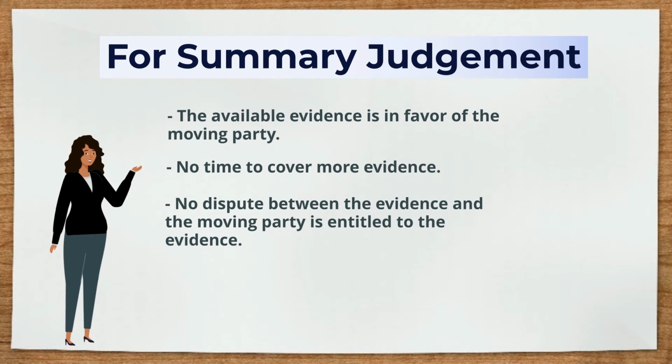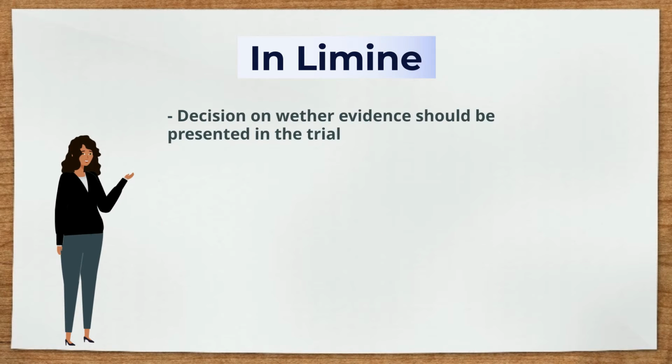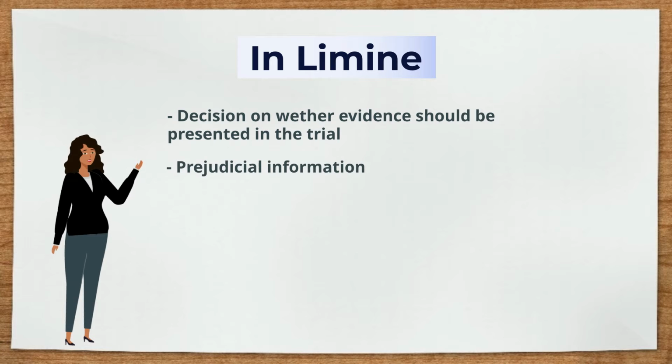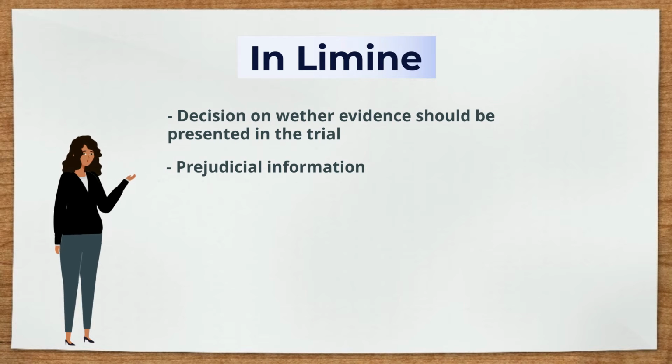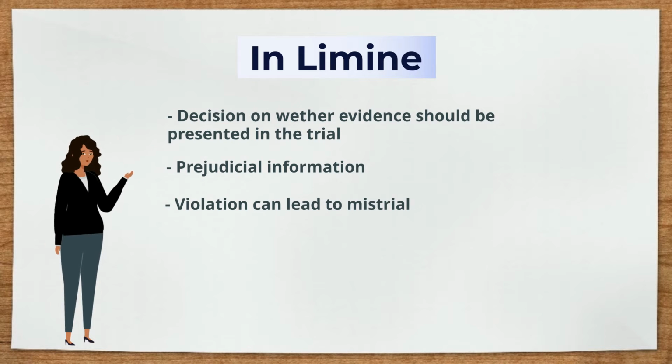to the evidence. 3. In limine. A motion in limine asks the court to decide whether or not specific evidence would be presented to the jury at trial. This motion would be raised if there is information that would be prejudicial rather than relevant for the jury to hear. A violation of a motion in limine can lead to a mistrial.